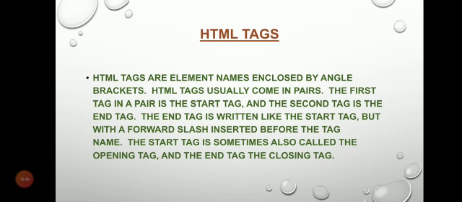What are HTML tags? So, my dear students, HTML tags are element names enclosed by angle brackets, and HTML tags usually come in pairs. The first tag in a pair is the start tag, and the second tag is the end tag, and the end tag is written like the start tag but with a forward slash inserted before the tag name. The start tag is sometimes also called the opening tag, and the end tag is the closing tag.